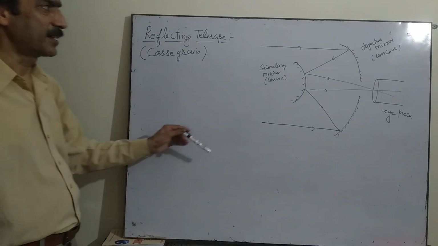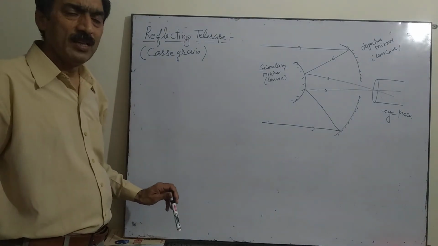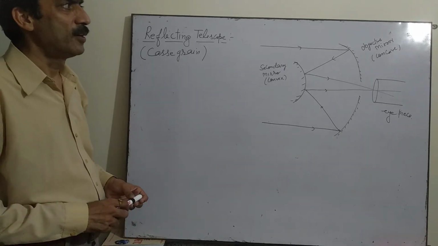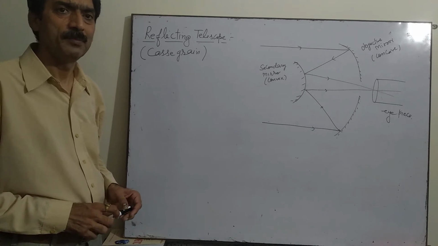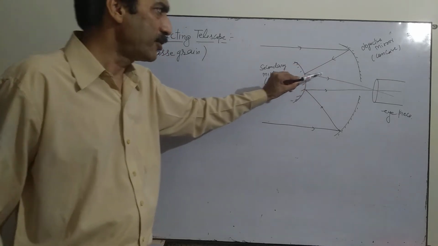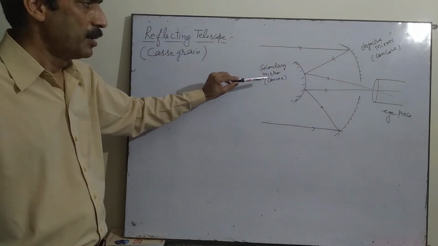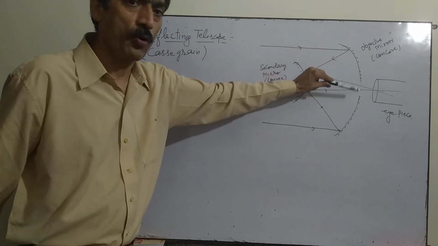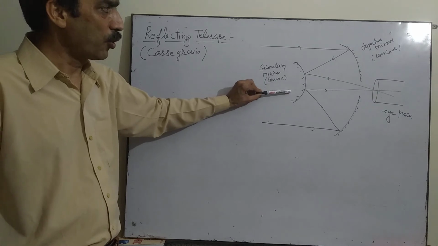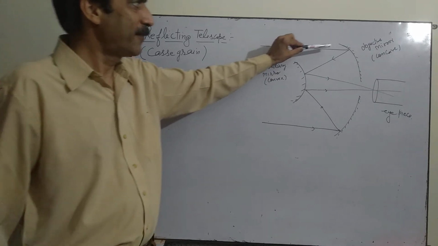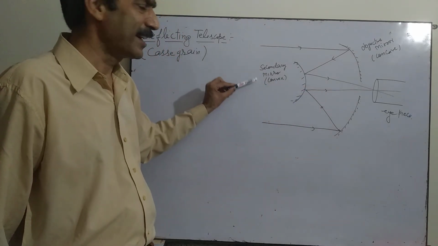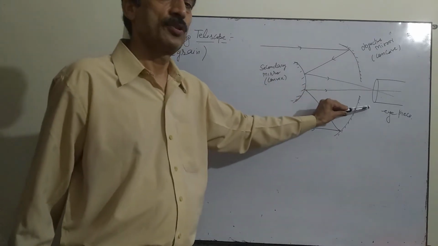This is the working. Once again, the object is at infinity, so rays of light come parallel to each other and fall on the objective mirror or concave mirror. Now after reflection, these rays of light try to meet at its focus, but before the focus of the objective or concave mirror, a convex mirror is also placed. This convex mirror reflects these reflected rays again, and these rays reflected by the secondary mirror or convex mirror form the image of the object.